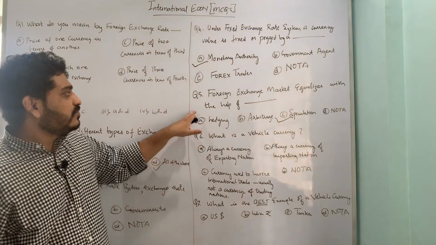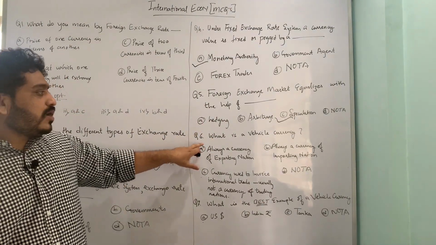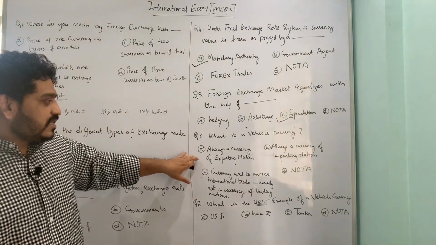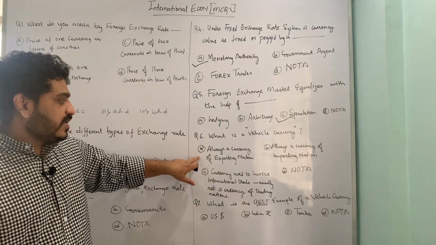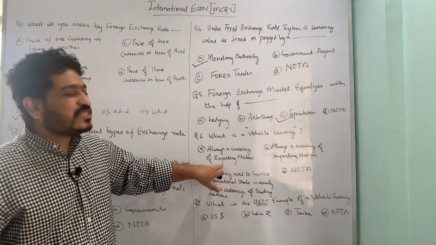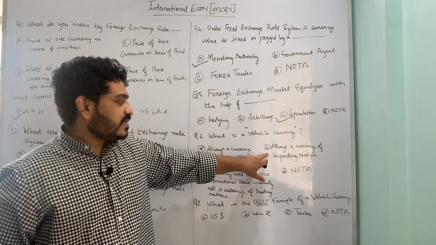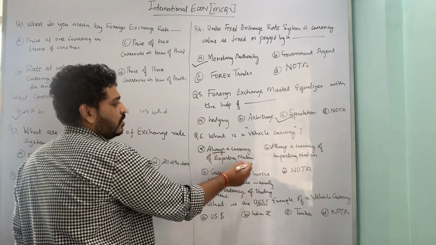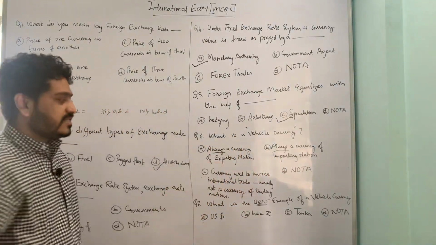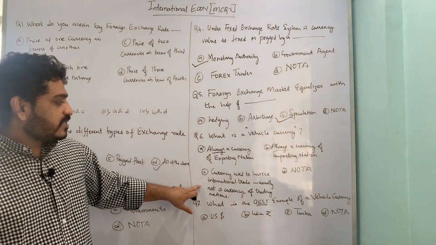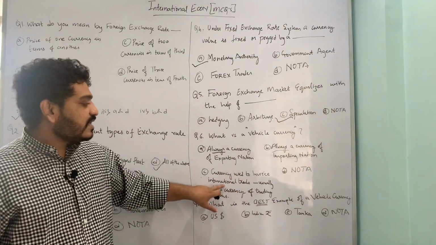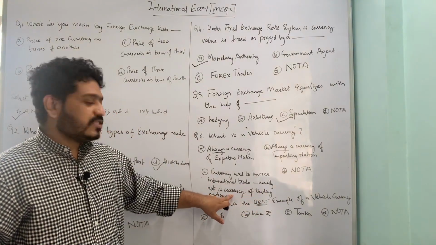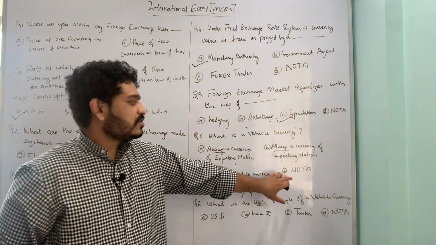Let us move to the sixth MCQ. What is a vehicle currency? Now let us see the options available to us. Option A says always a currency of exporting nation. Option B says always a currency of importing nation. You have to pay attention to such terms, always, only, and things like that. The next option is currency used to invoice international trade, usually not a currency of the trading nations. And the last option is none of the above.